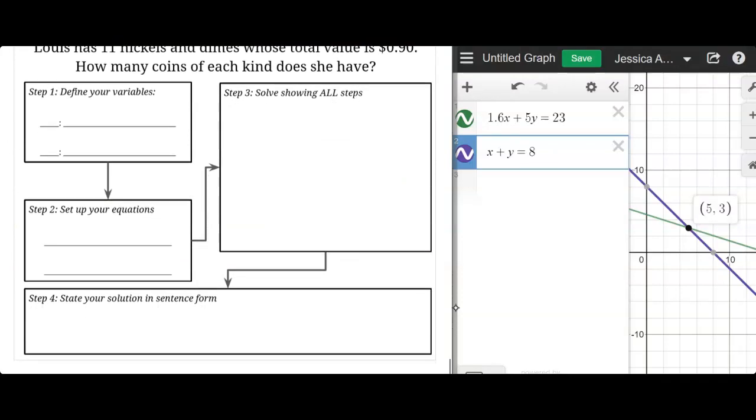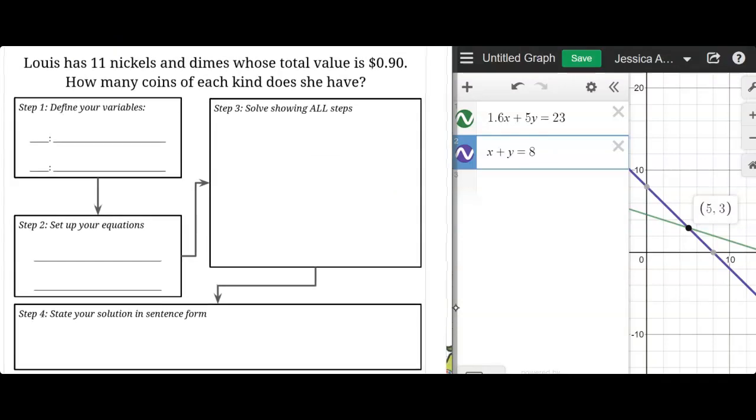These problems will set up very similar to the last problems we were doing, only they don't have the value of the coin in the problem because those are known facts. We know how much those items are. So when I read the first one, Louise has 11 nickels and dimes whose total value is 90 cents. How many coins of each kind does she have? My totals are 11 and 90 cents.